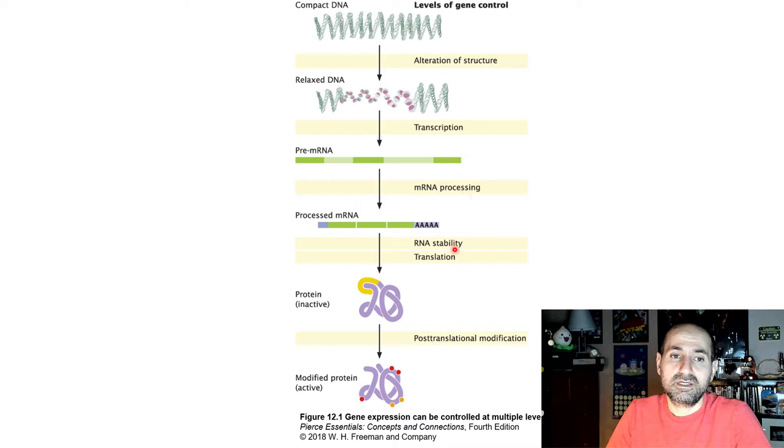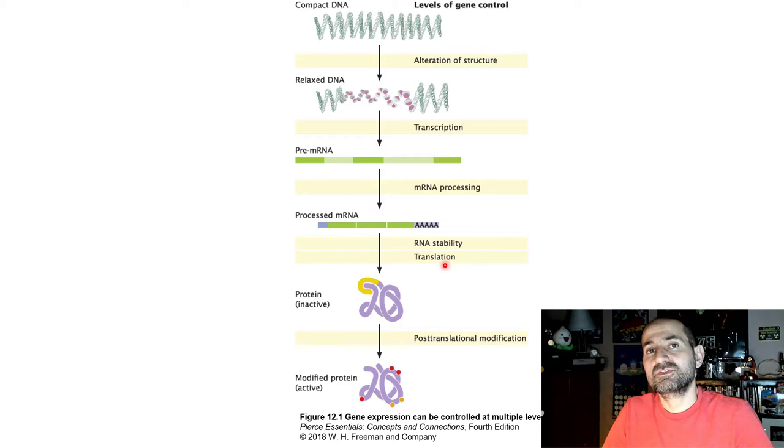You could interfere with the RNA stability. Remember, RNA is a highly reactive molecule. It breaks down easily. Well, you could affect that, right? If you affect the stability of the mRNA, the mRNA will degrade and go away. And that's one way to control gene expression. You could affect translation, right? You could mess with the ribosome, for instance. What if you messed with the ribosome? Wouldn't that slow down gene expression?